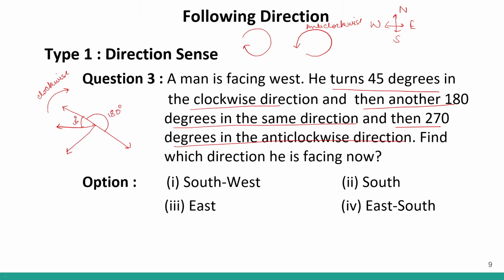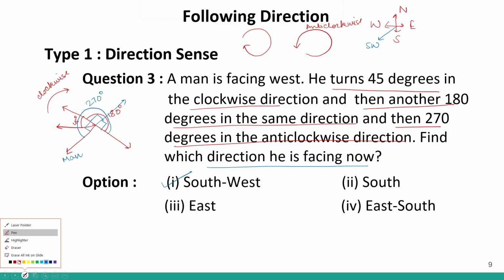Then this entire angle, this angle, this will be a 270 degree angle. How? So let's say if it was like this, this is 90 plus 90 plus 90. So this entire angle is a 270 degree angle. So the man will be facing this position now, this direction. So find which direction he is facing now. If you look at this direction, it is called what? Southwest. So the man will be facing southwest. So option number 1, southwest, will be the correct answer.